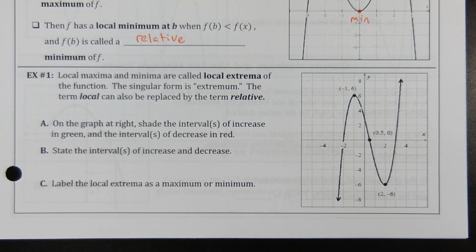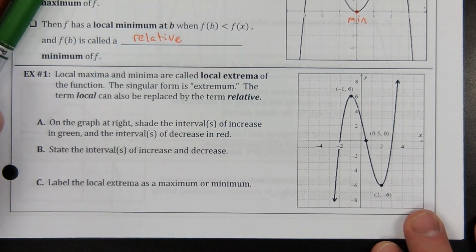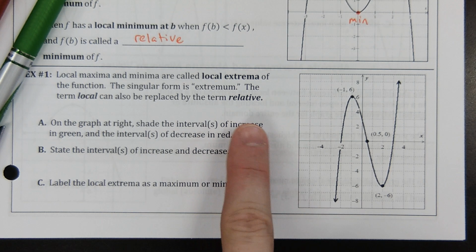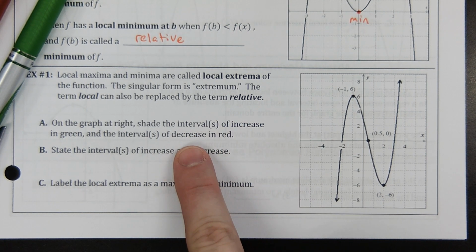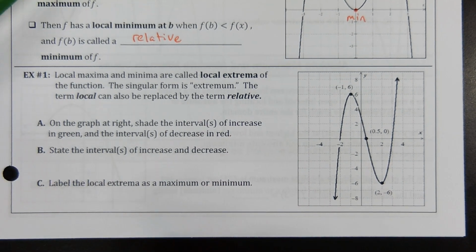It says on this graph to the right, we're going to do some coloring. We need a red and we need a green. It says shade increasing in green, shade decreasing in red. If you don't have colored objects, by all means, just write INC next to the graph where it's increasing and DEC next to the graph where it's decreasing. Don't need to bend out of shape if you don't have the colors. Increasing was green.